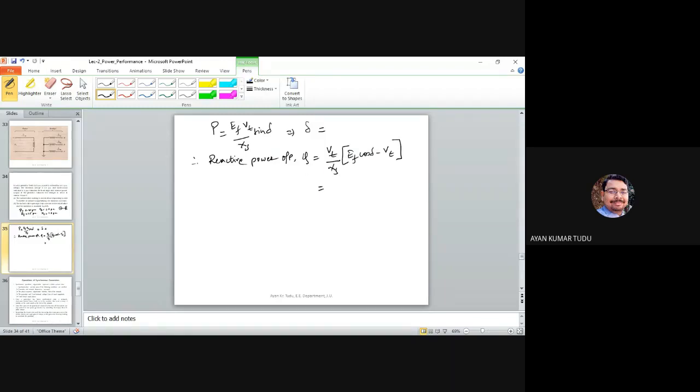Tell me the value of delta and the value of reactive power. All the values are in per unit, so obviously delta will come in degrees, but the reactive power output will come in per unit. Just tell me the values. 9.59 degrees, so around 9.6 degrees, correct? What about the reactive power output? How much is it coming?